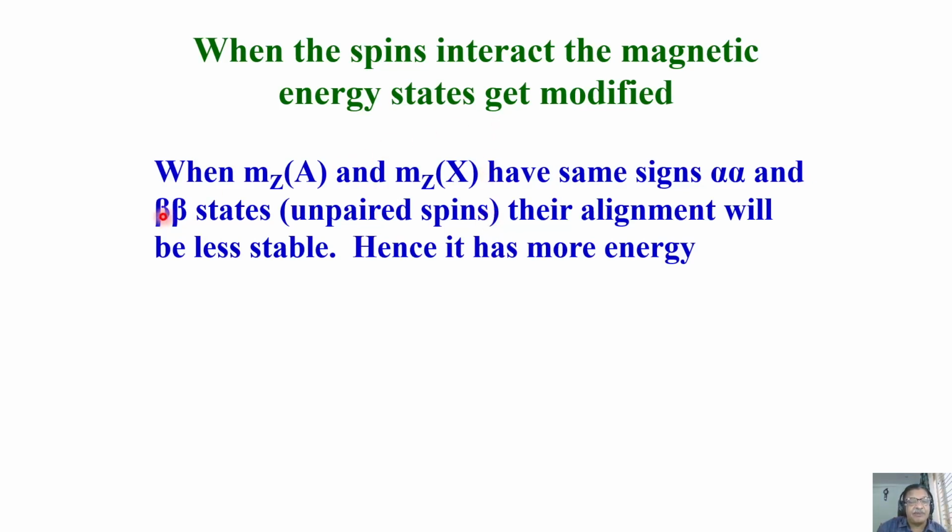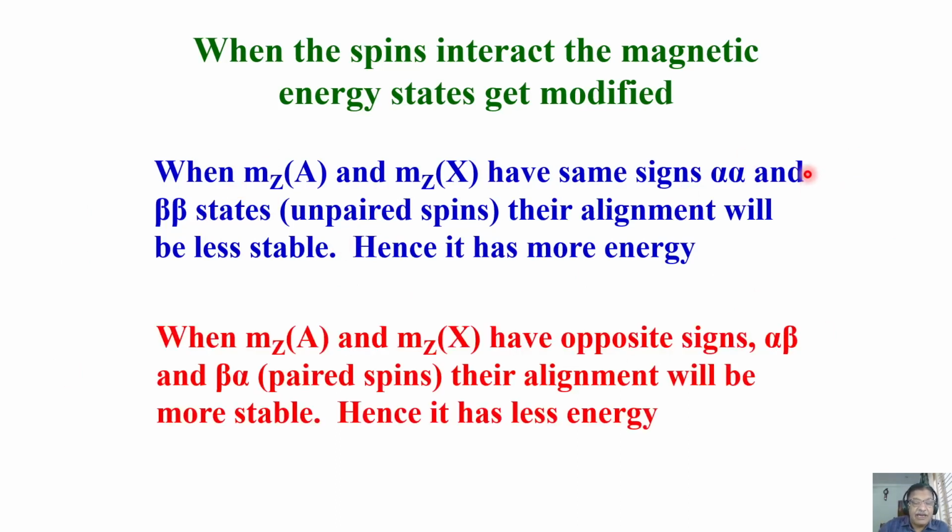When they are unpaired, what happens? The energy levels are less stable. The alignment is less stable, because we know that it is stable only when paired. You have studied in chemistry the Pauli principle, everything you know. It is now not paired, it is unpaired. As a consequence, to get themselves paired, it has more energy. If it is paired, it is less energy. When they are unpaired, the alpha alpha and beta beta states will have more energy.